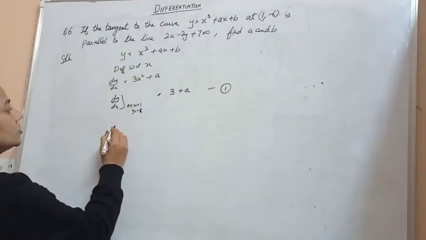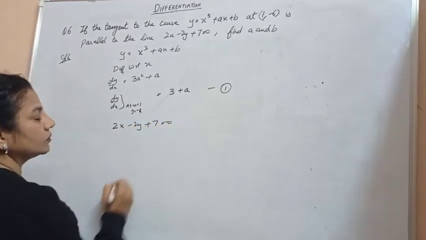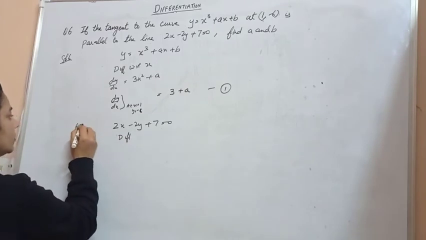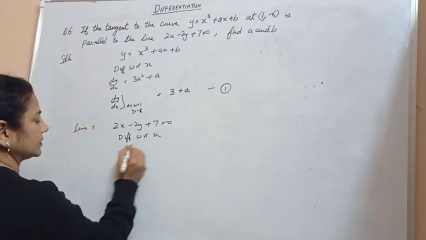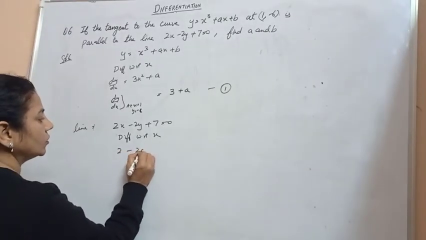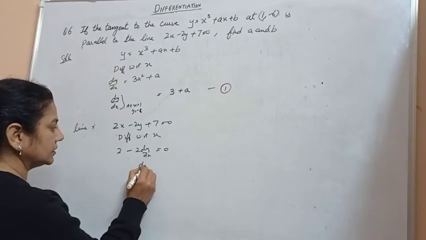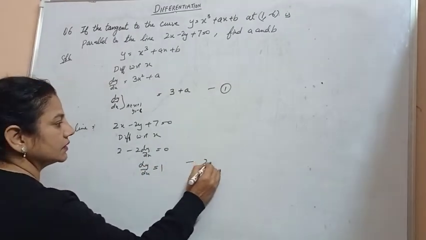Now the equation of line is given as 2x minus 2y plus 7 is equal to 0. Again differentiate with respect to x. I get 2 minus 2 dy by dx is equal to 0. That means dy by dx is equal to 1. This is my second equation.